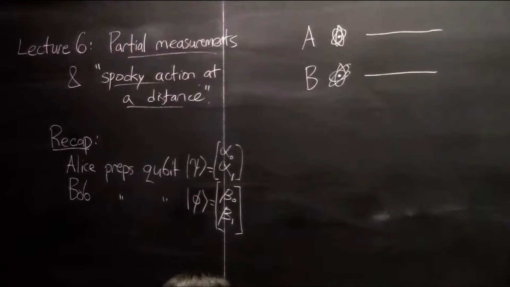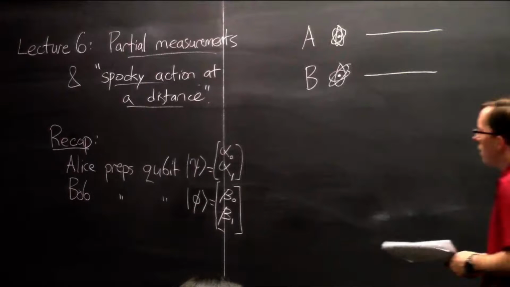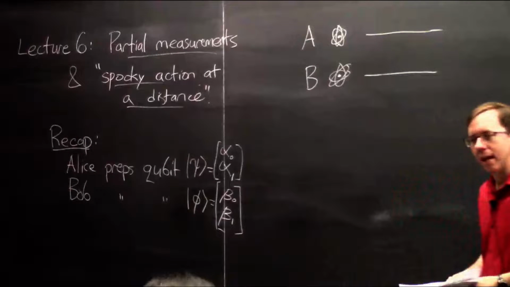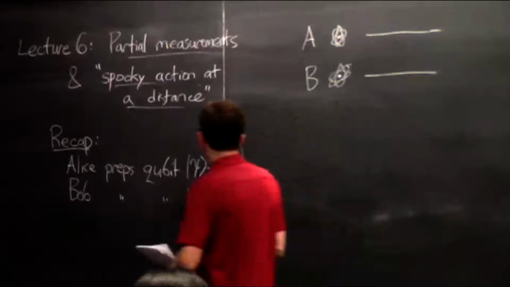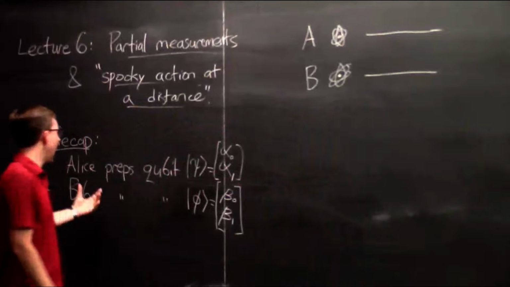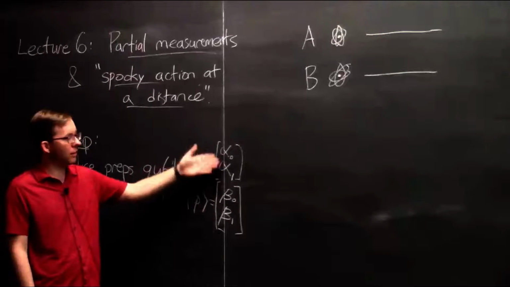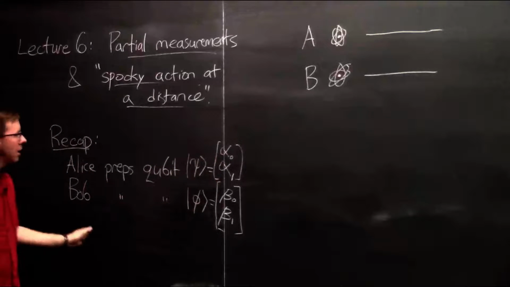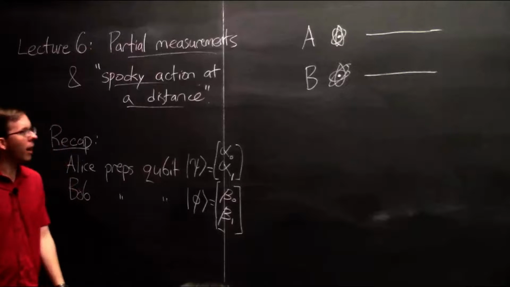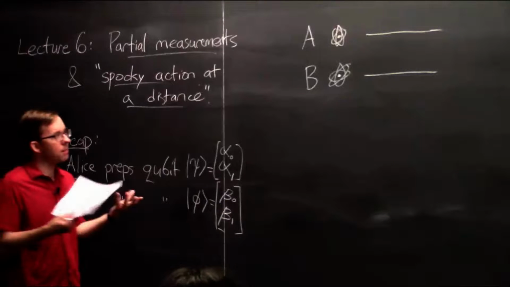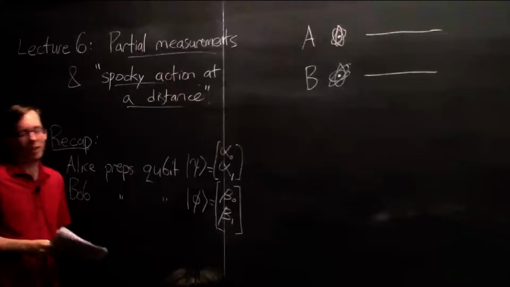I want to just recap a little bit what we did at the very end of last lecture because it'll lead in a little bit to what we'll do when we talk about partial measurements. So we were studying multi-qubit systems last time, or multi-particle systems. And let's remember, let's say Alice prepares a single qubit like a photon, so it has some two-dimensional state, psi, where alpha 0, alpha 1 are the amplitudes. Similarly, Bob prepares another qubit, phi.